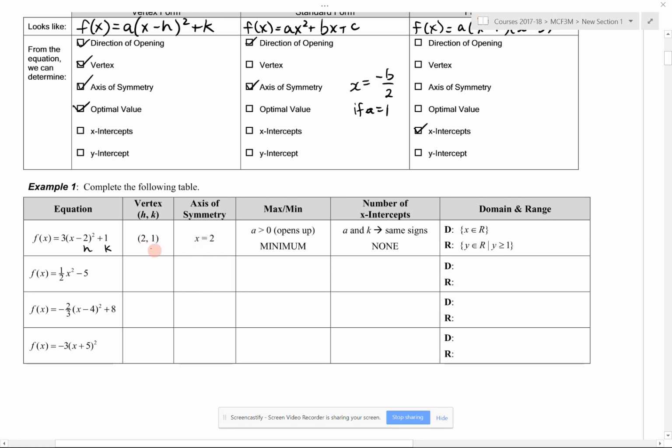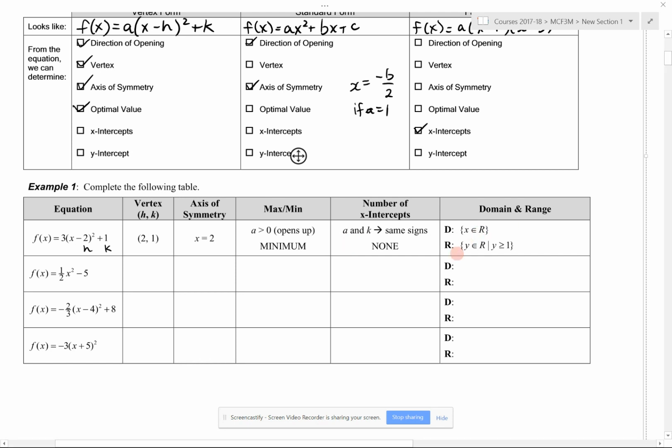The axis of symmetry is related to the x value of our vertex, so that's going to be x equals 2. And we have a minimum value because our a value is positive. It's positive, that means the graph opens up. And if it opens up, then of course the graph will have a minimum value. And we don't have any x-intercepts because we have a and k being the same signs. So our minimum value is above the x-axis, and so our graph will never cross the x-axis if it opens up.